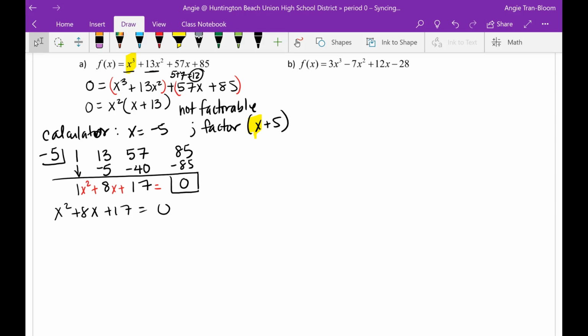17 is a prime number, so right now the only possible factors are 1 and 17, and when I add or subtract those, that's not going to give me 8.